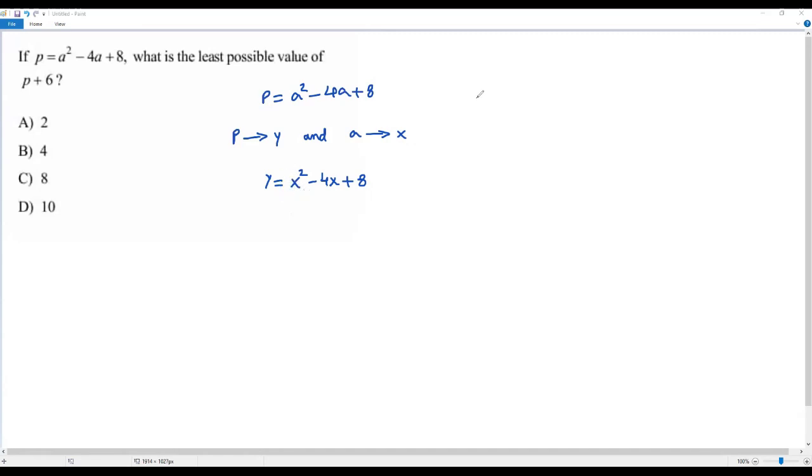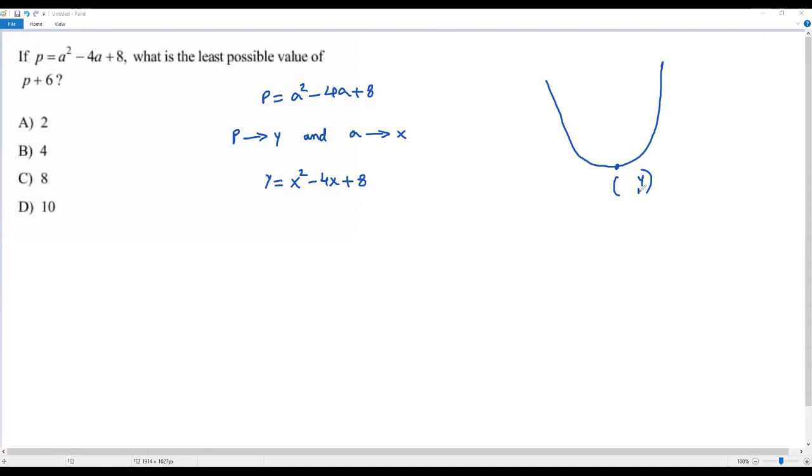So the leading coefficient is 1. It's a positive value. Since the leading coefficient is positive, the graph we get for this quadratic function will be a vertical parabola which opens up. So it will look like this. When the parabola opens up, the vertex is the minimum point. So the y-coordinate of the vertex is the minimum value of this function, that is the minimum value of y.